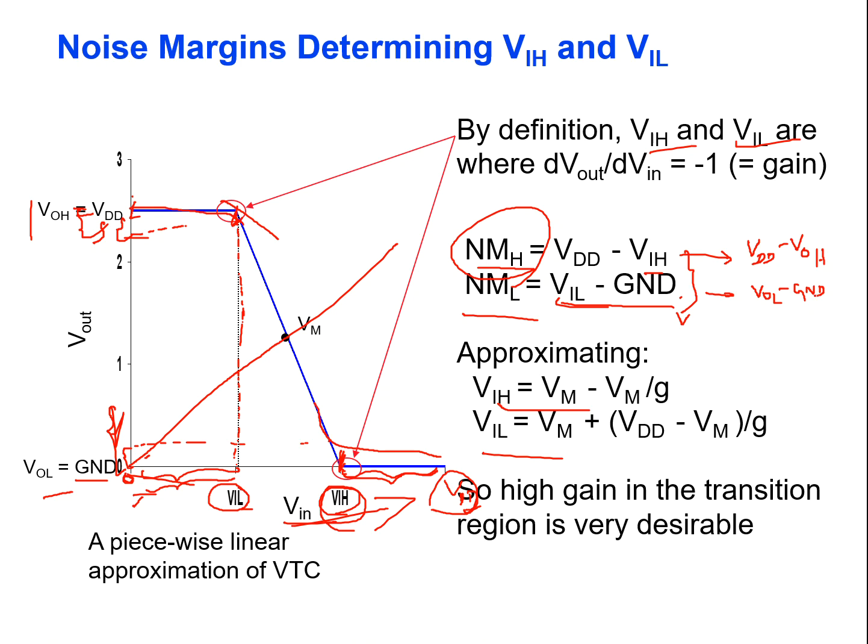As you are making your VOL exactly equal to ground and VOH exactly equal to VDD, this noise margin can be rewritten as VOH minus VIH. And similarly, the low noise margin can be written as VIL minus VOL. Okay, this is the case for noise margins.